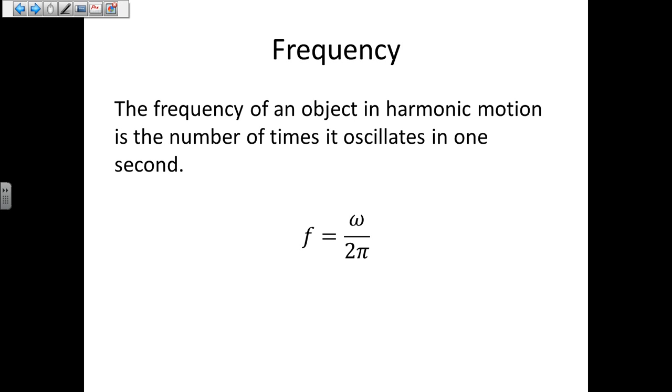Now, you can have frequencies that are big numbers. You can have things that vibrate several times in a second. Or you can have frequencies that are rather small, where it might take several seconds for it to oscillate once. So that means our frequency is a decimal or a fraction.